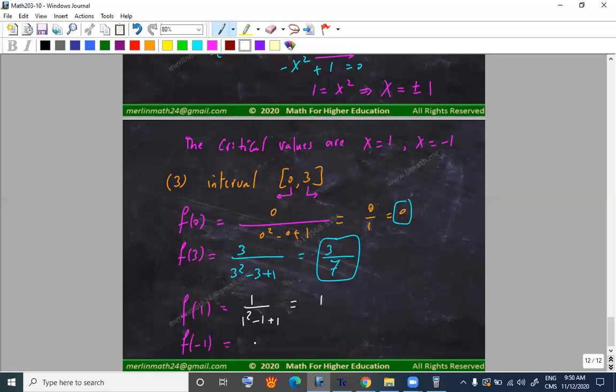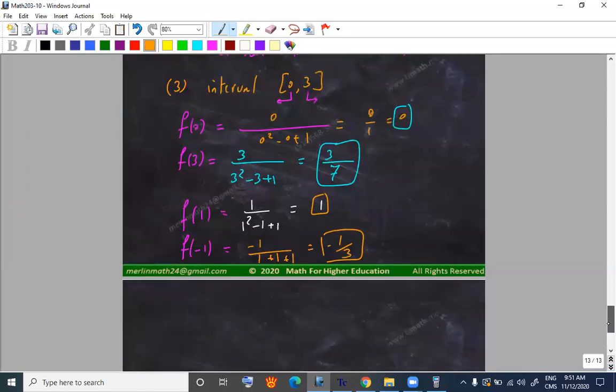If you put in a minus 1, what do you get? Squaring this, the minus becomes a plus. You agree? Okay, minus 1/3. So now I want to look at 0, 3/7, 1 and minus 1/3. Which one is the highest as a value? Which one is the lowest? You pick the highest as the absolute maximum and the lowest as the absolute minimum, and that's it. So step 4.